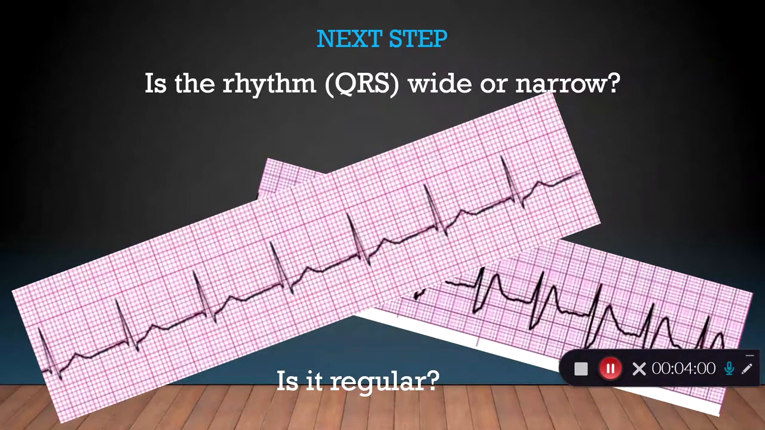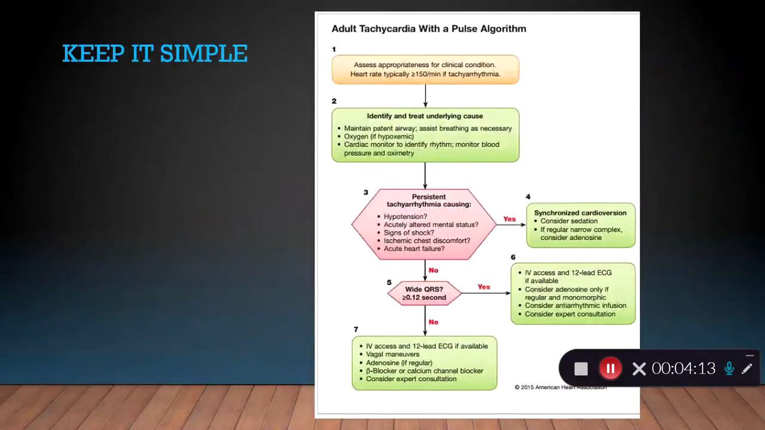Now, guys, this isn't anything new. This is the 5-step approach that we've been using to look at rhythms for weeks now. So same thing, we're just going to go through those steps. Is it narrow or wide? Is it regular? And then once we've made that decision, we're going to look at our algorithm that has our treatment plan. Now this is the ACLS algorithm from American Heart Association.